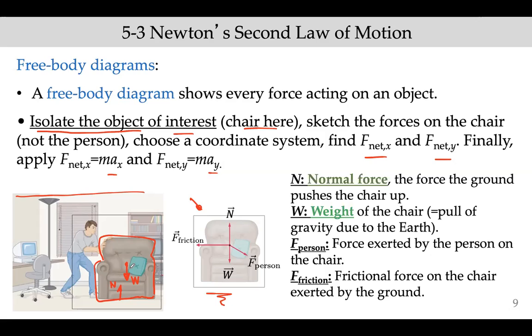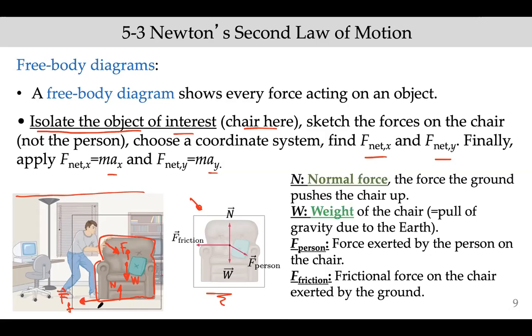So okay, what are other forces? The person is pushing it down, kind of in this direction. So I'm going to call this F person. There's one more force. If you push an object in any direction, there will be some friction force in the opposite direction. That friction force is, again, because of the ground and the object. So I'm going to show it in this direction. That's the friction force.